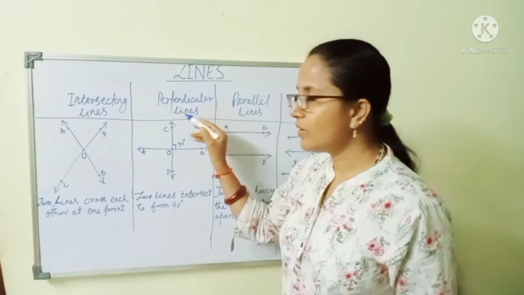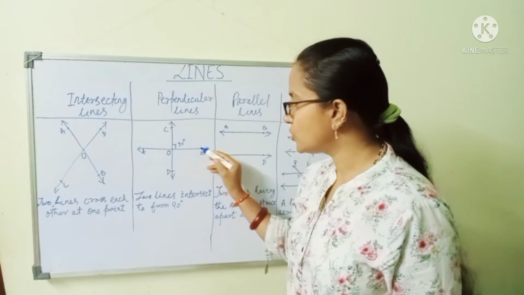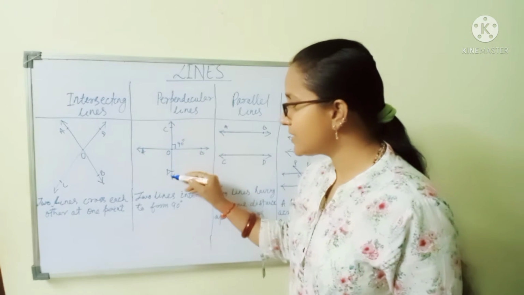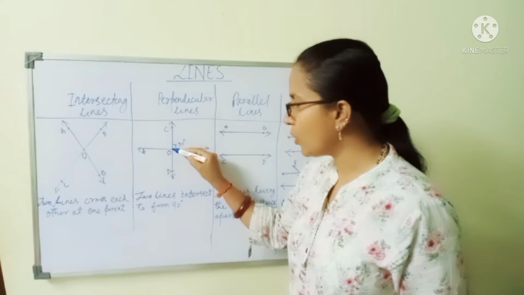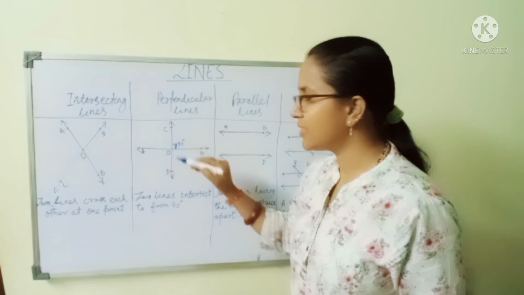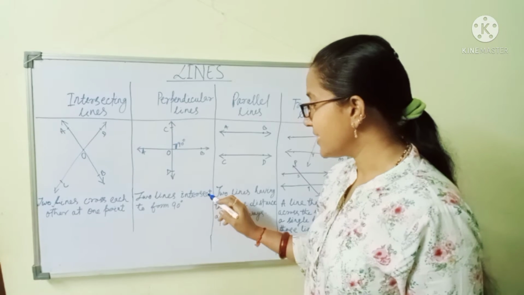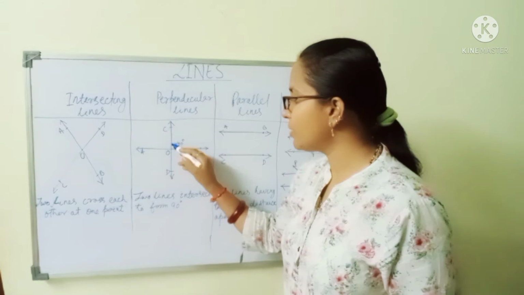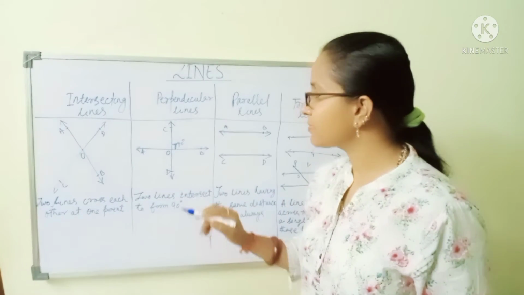What are perpendicular lines? Perpendicular lines need two lines. They intersect each other at one single point O, but they form a 90 degree angle at the point O. So the two lines intersect to form 90 degrees at the perpendicular lines.